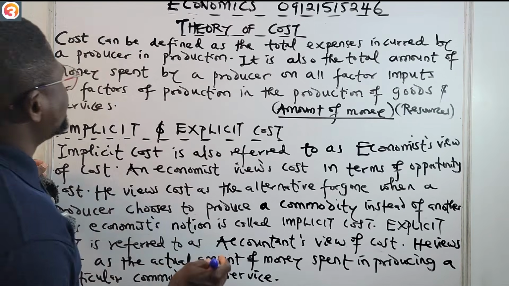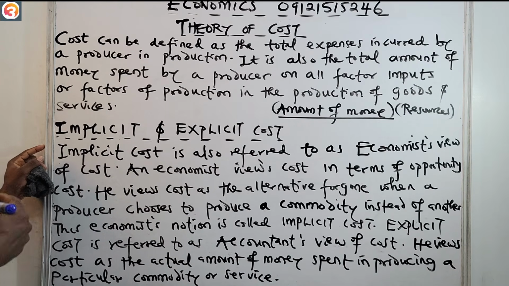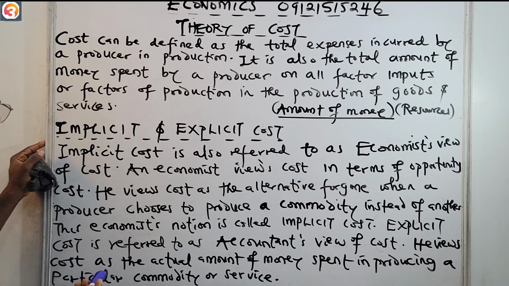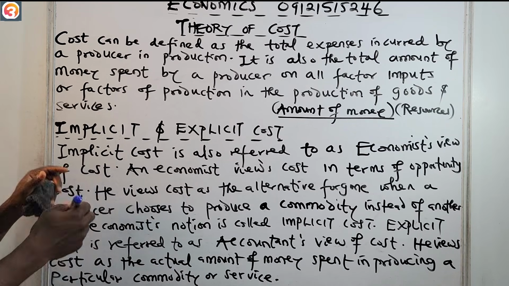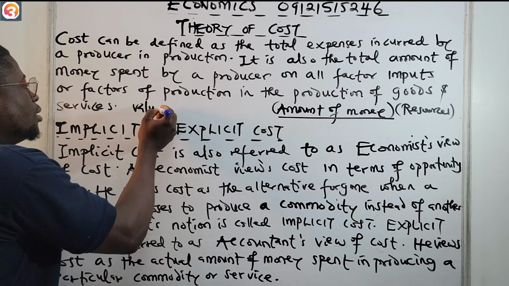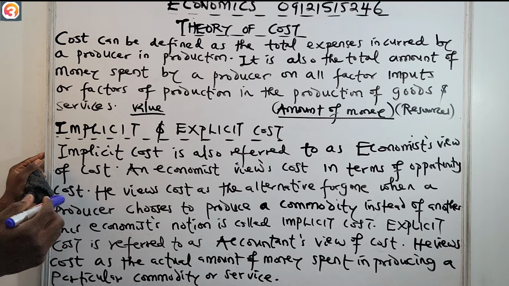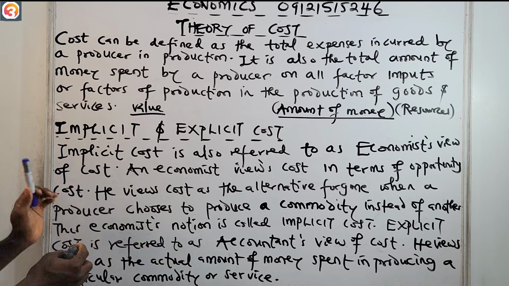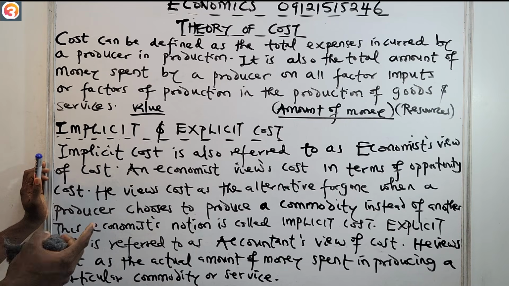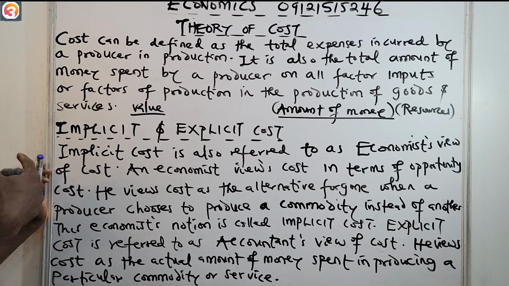So in economics, cost means the value of something that you give up. The value that you give up to make something, that's what we call cost. So it is what you basically spend to make or do something. That is what we call cost.